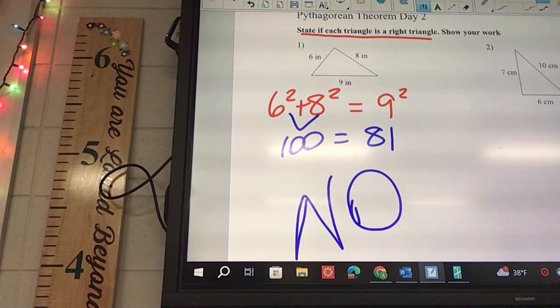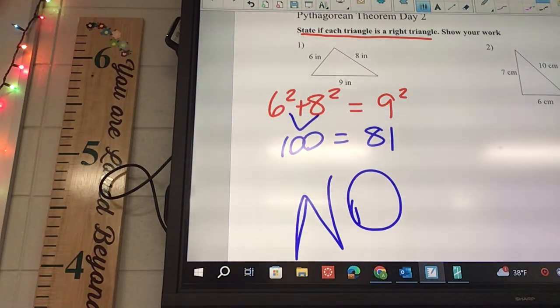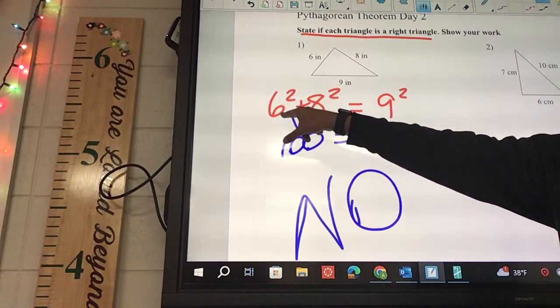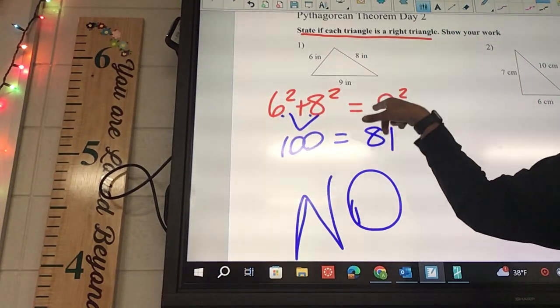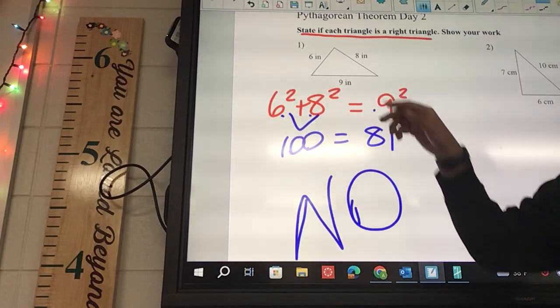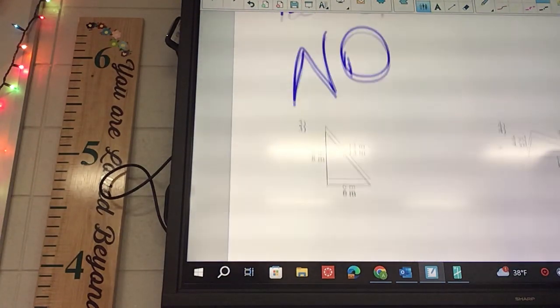Yes, you have to put the yes or no. So C is always going to be the biggest number. In this case, if you put the 9 here, there's no way a 9 and an 8 is ever going to give you a 6. So it always has got to be the big one.